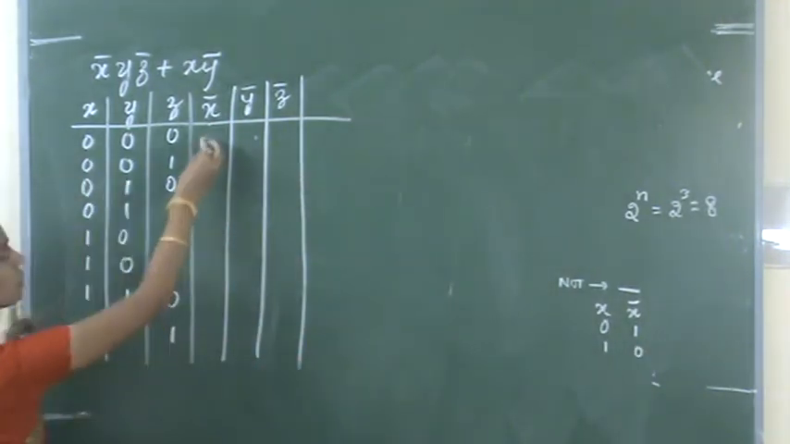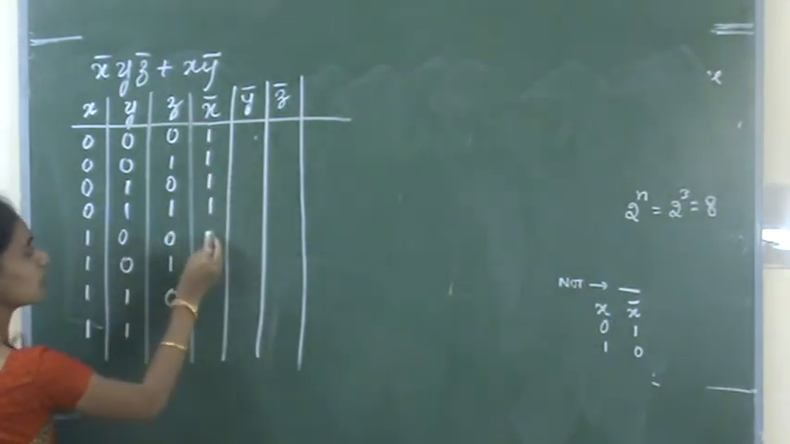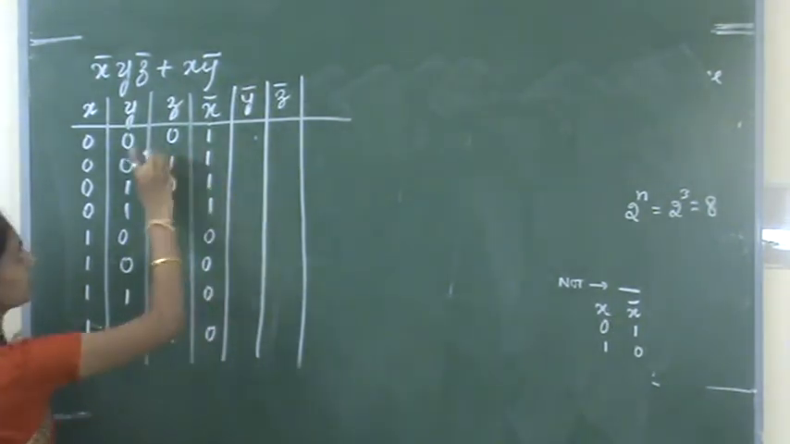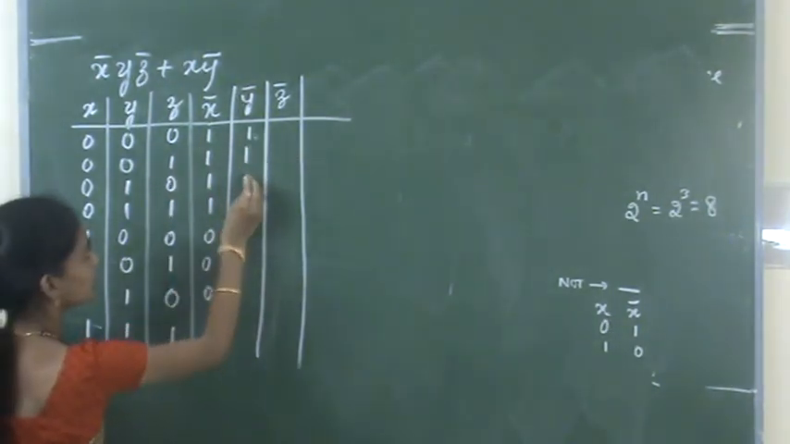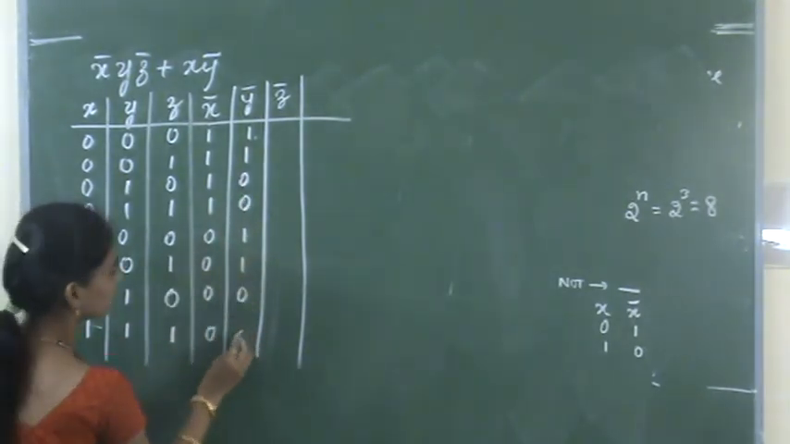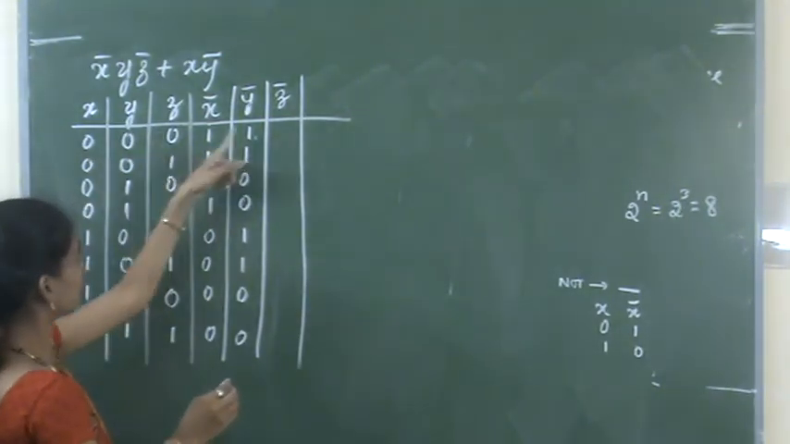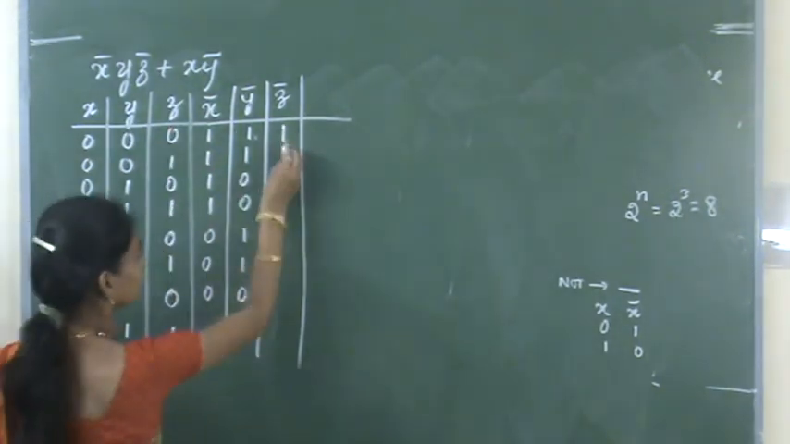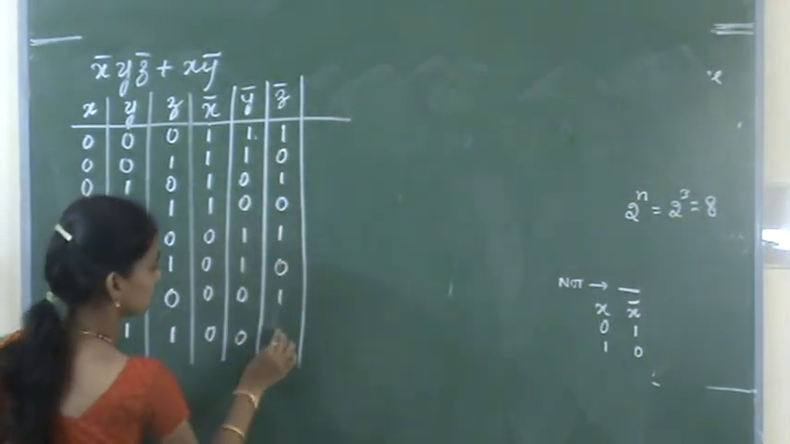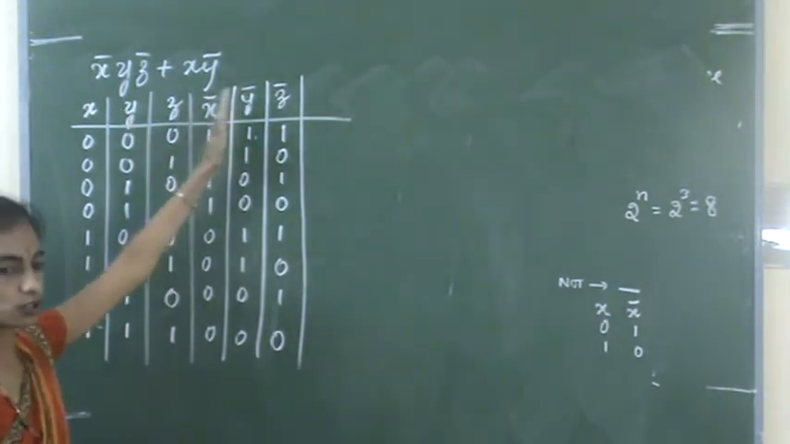So what is x value here? 0. So 0 becomes 1, and 1 becomes 0. Likewise we have to convert x to x bar, y to y bar, z to z bar. Now I have converted all variables to bars.